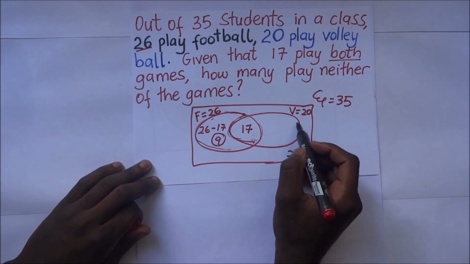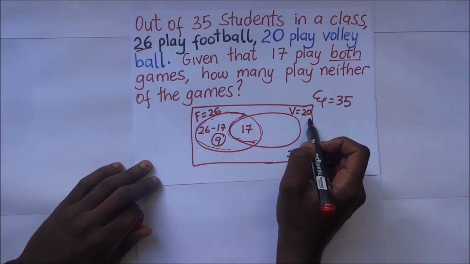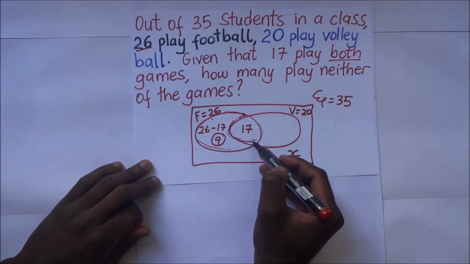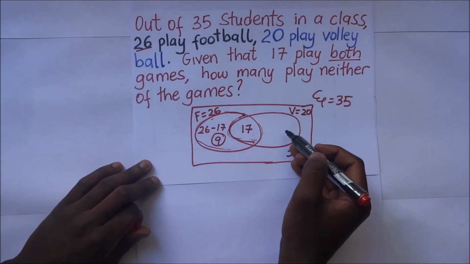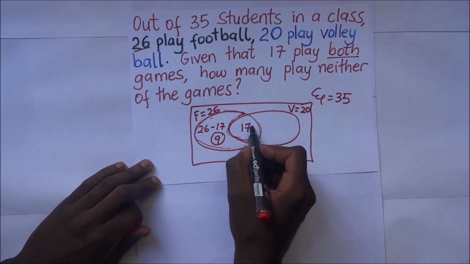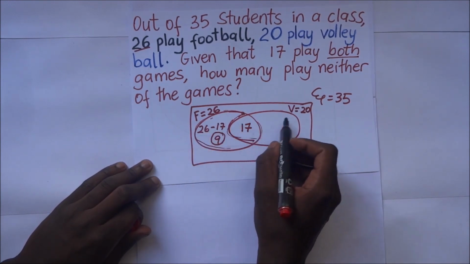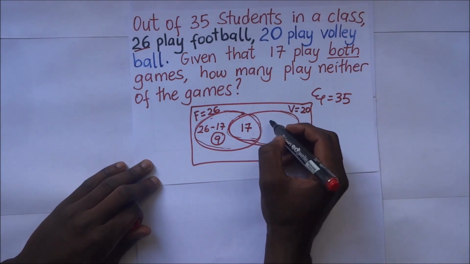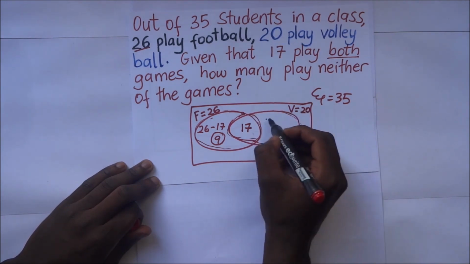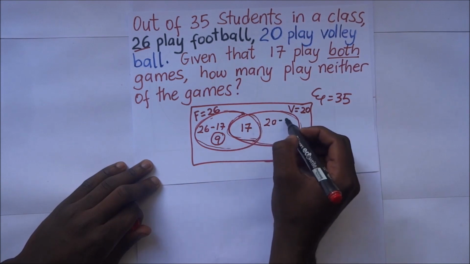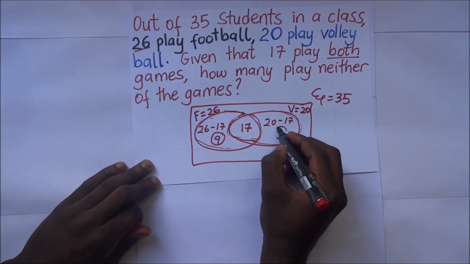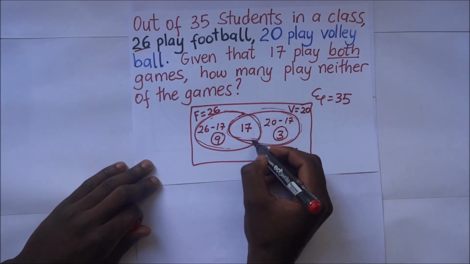Then the ones that play volleyball, we said they are 20. It means these 20 covers everything inside this circle. They are the people who play volleyball. But amongst them, there are those who play volleyball and football, which are 17. And those ones that play volleyball only are this section. We can get them by saying this 20 minus the 17, and the answer we get here is 3. So there are only 3 students here that play volleyball only.